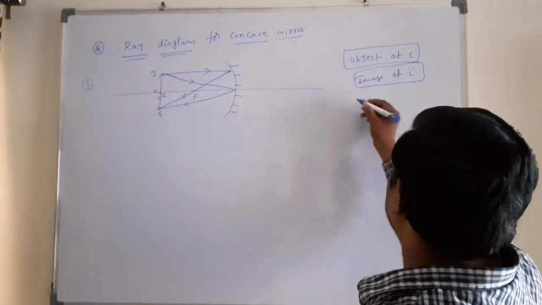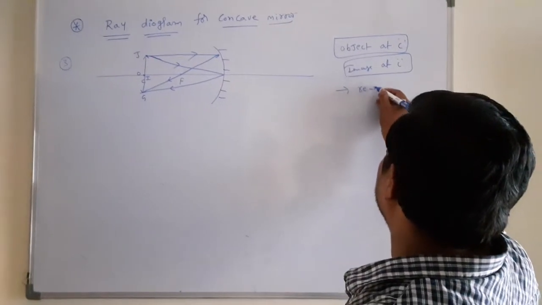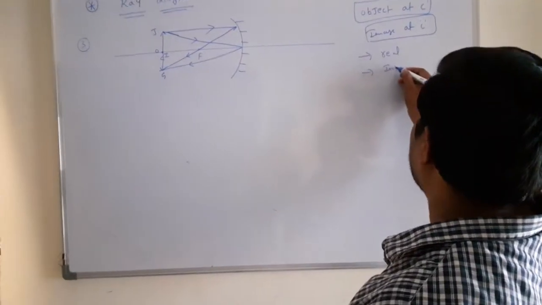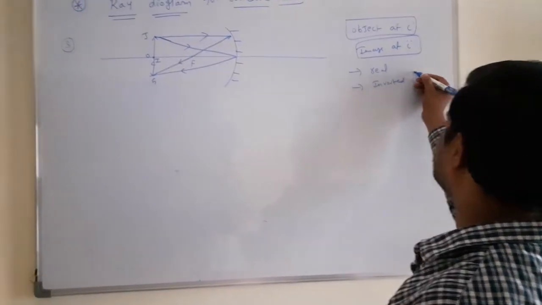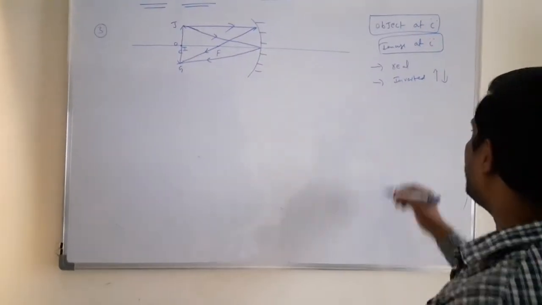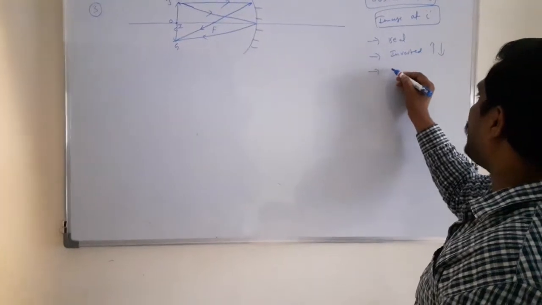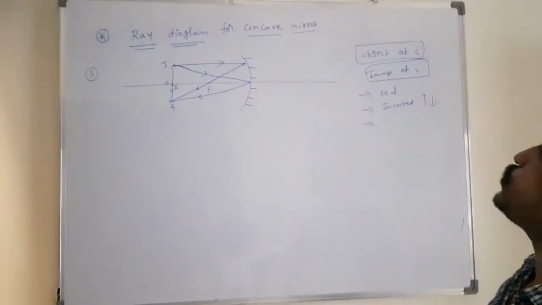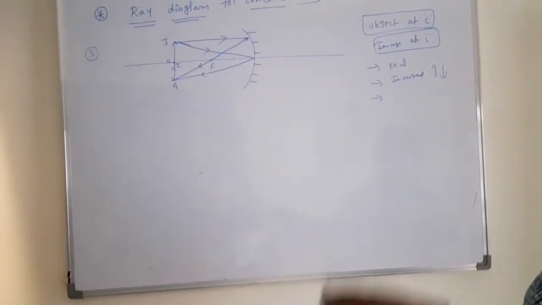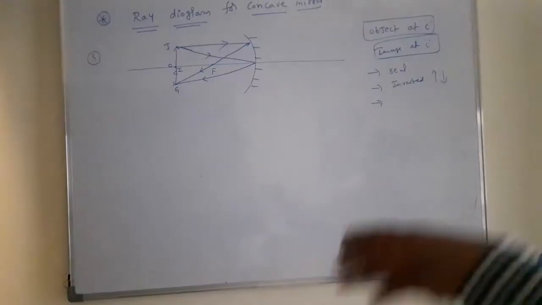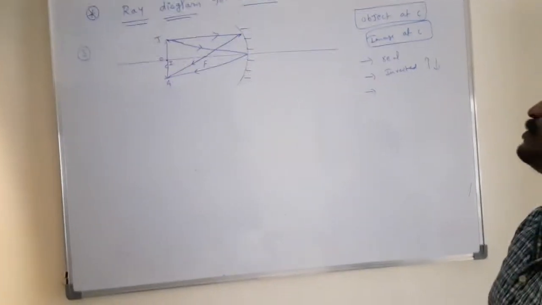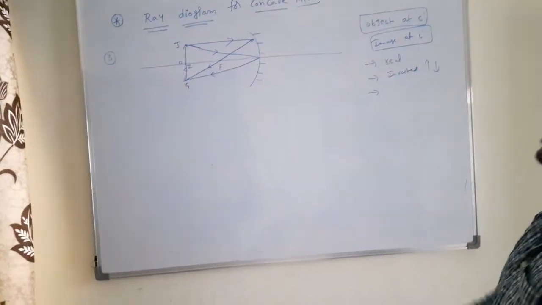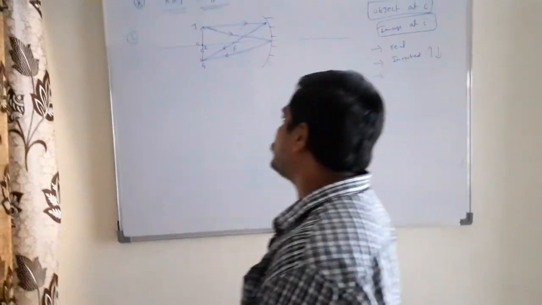According to the diagram, the image formed is a real image, and it is also inverted. This is the object, this is the image, and the image size is always equal to the size of the object. In the first case, the image is diminished. In the second case, the image is also diminished, but when the object is placed at the center of curvature, the image size is equal to the size of the object.